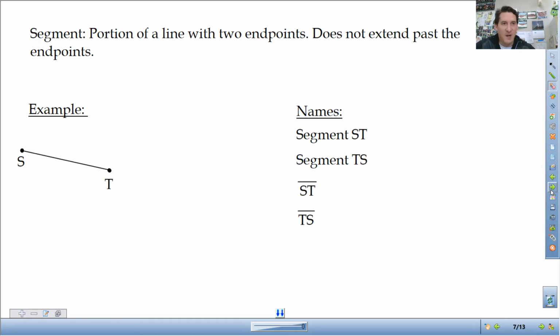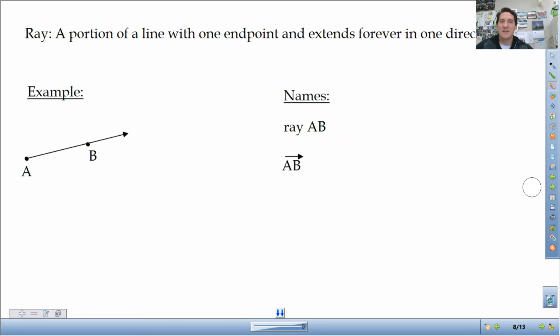All right. The next figure we're talking about is a ray. So a ray is a portion of the line with 1 endpoint that extends on forever in 1 direction. So this one has an endpoint at A, extends past B. When we write this out, ray AB, again, you can do that, or AB with the ray over it. Notice here, I don't have BA with the ray over it because order matters here. So the ray on top of the letters AB is telling us where the ray starts. So it starts at A and extends past B forever.